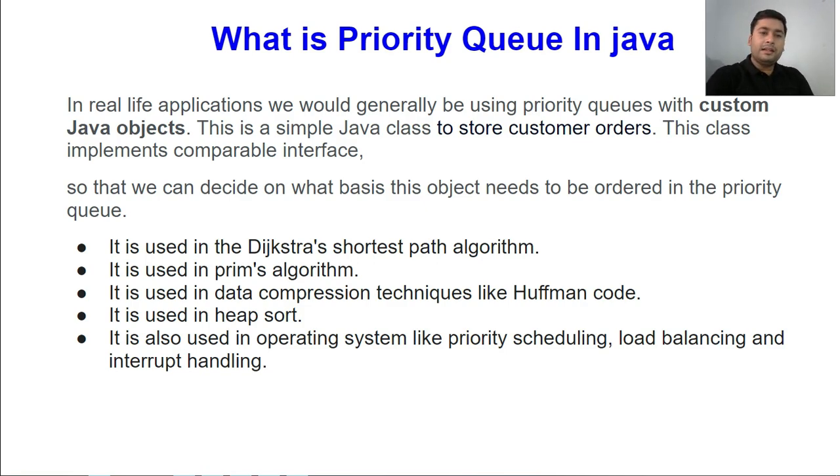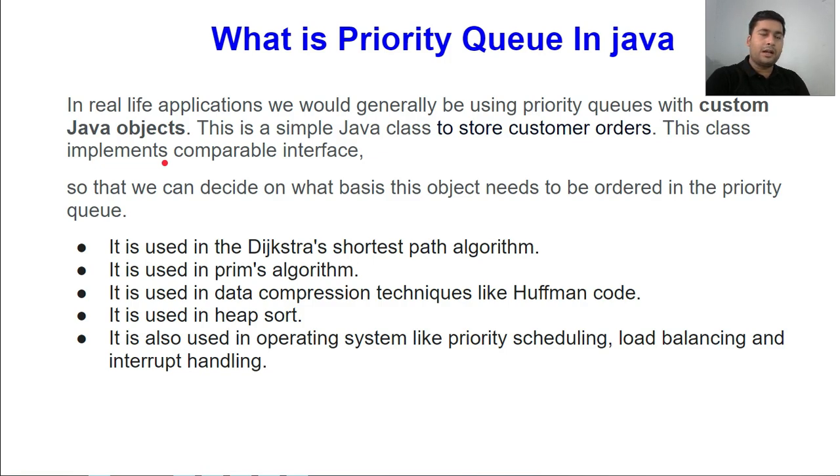In other words, this is a simple Java class. It looks like it is used to store customer orders. To store the customer orders, this class implements the Comparable interface.